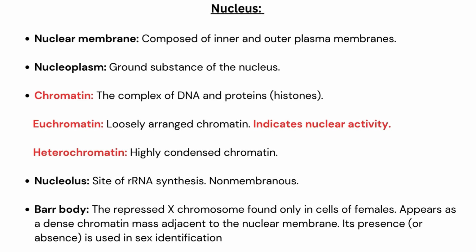Now, nucleolus, very important because it is the site of rRNA synthesis. rRNA is responsible for protein synthesis. So remember, very important thing, nucleolus is non-membranous. There is no membrane surrounding nucleolus. Barr body, it's not that important. It's just a repressed X chromosome found in the cells of females, and it appears as a dense chromatin mass. Its presence is used for sex identification because it's found only in the female.